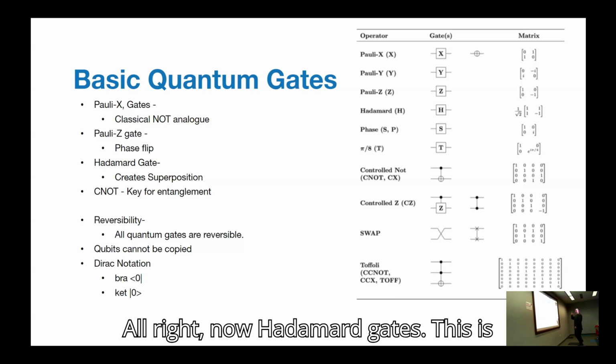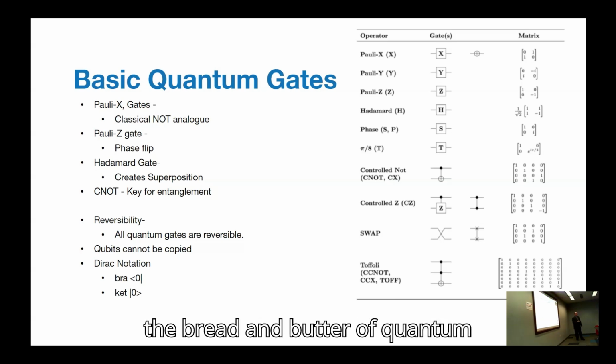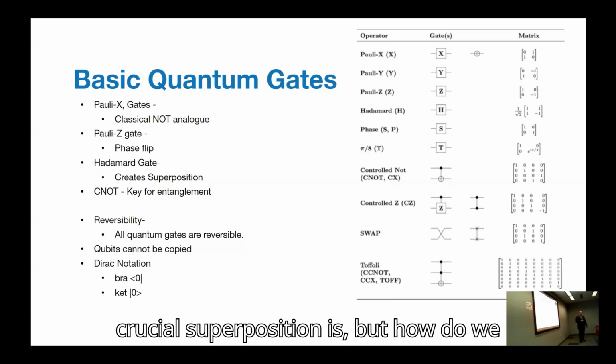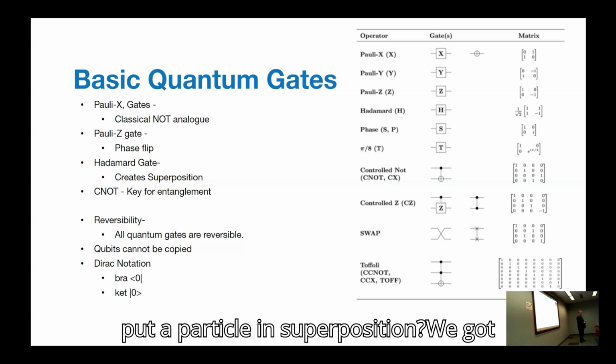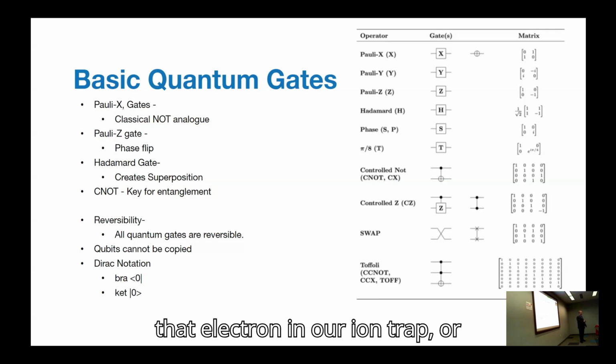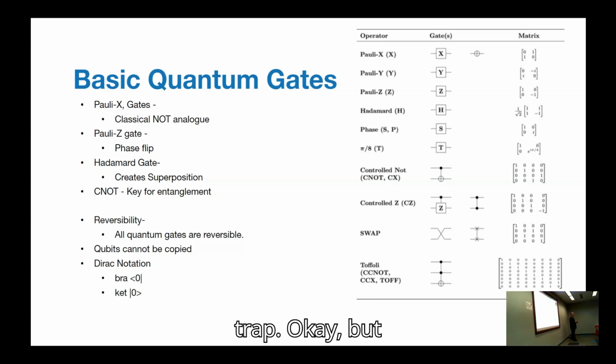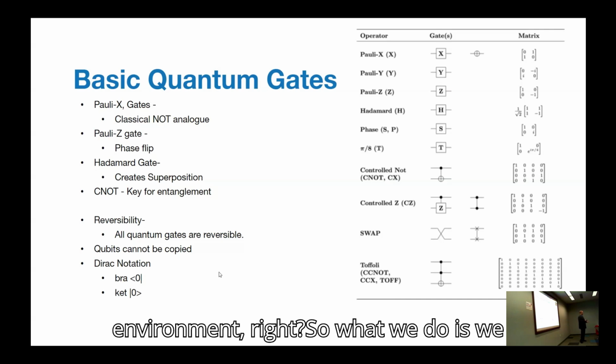All right, now Hadamard gates. This is the bread and butter of quantum computing. We talked about how crucial superposition is, but how do we put a particle in superposition? We got that electron in our ion trap, or whatever the case is for that particle, whatever it is that we trap. Okay, but that was interacting with the environment, right?